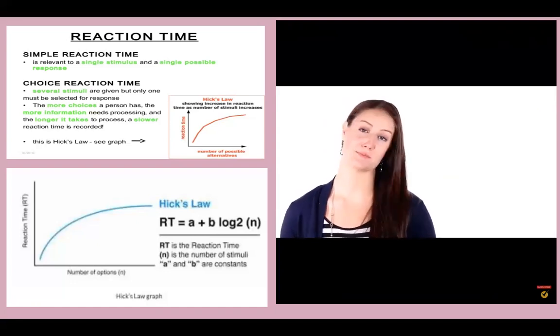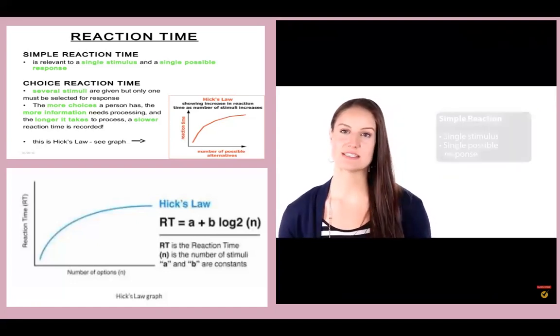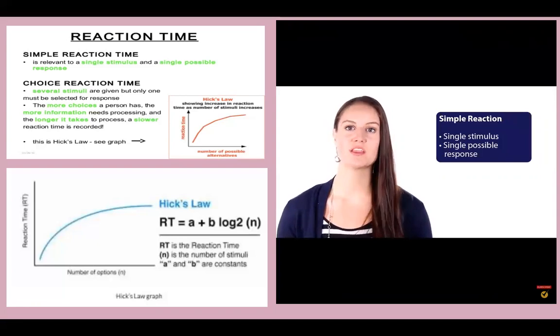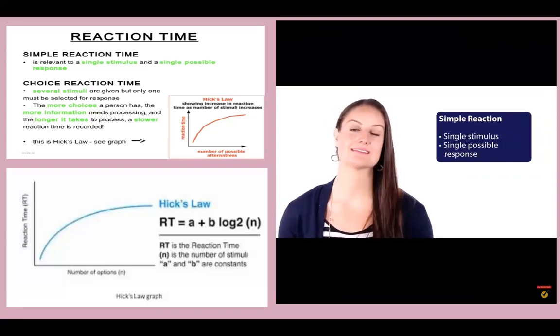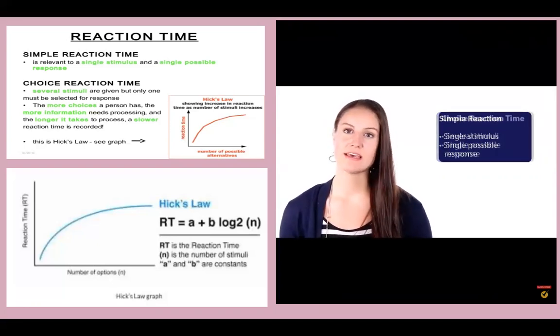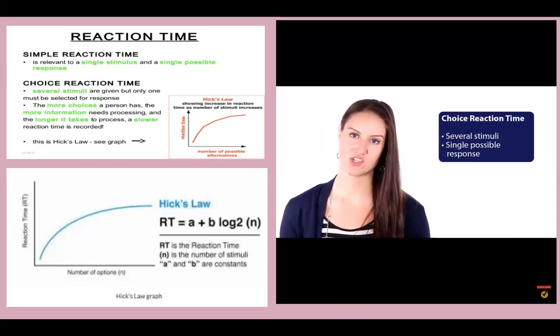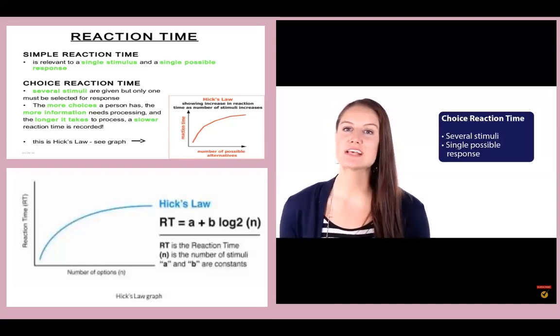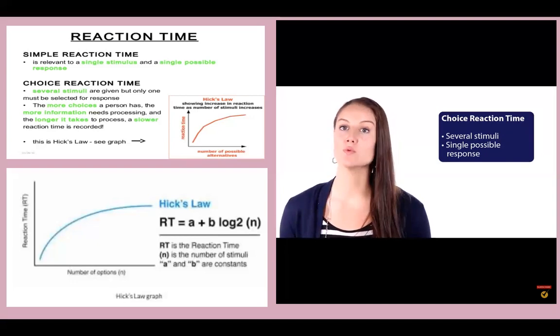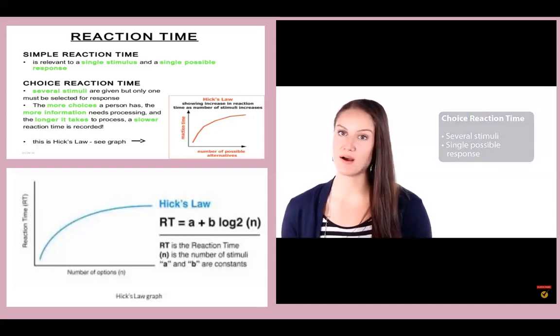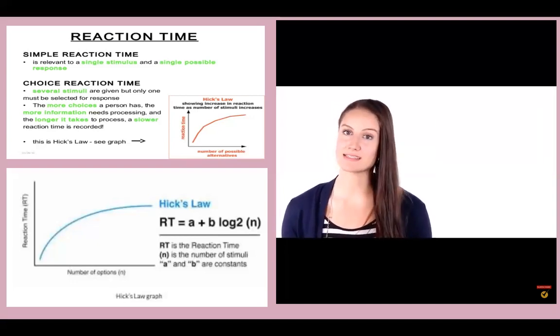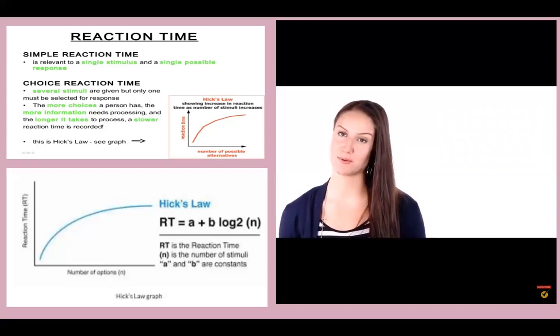Now, there are different types of reaction times. There is the simple reaction, which is relevant to a single stimulus and a single possible response. Then there is a choice reaction time, which means that there are several given stimuli, but only one must be selected for response. And as Hick's law states, the more choices a person has, the slower their reaction time.